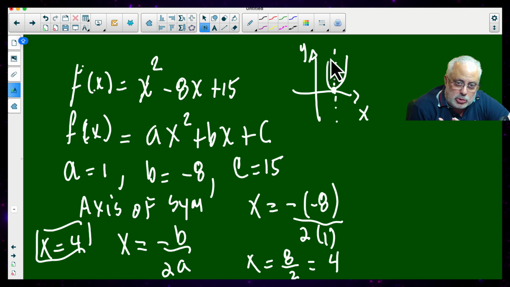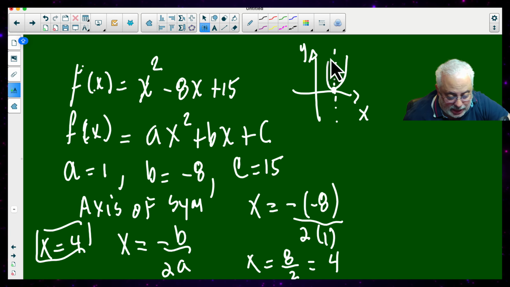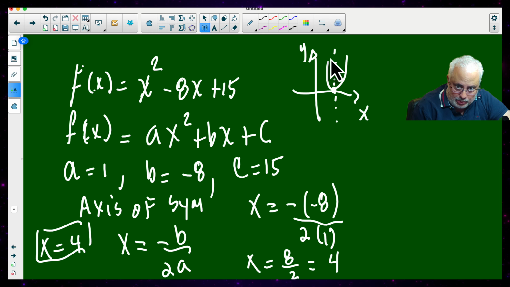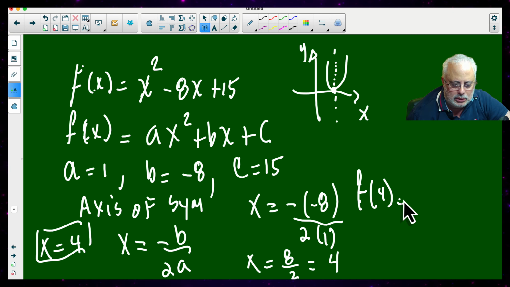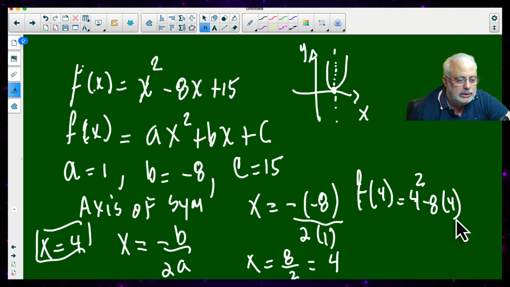So I already have the x value. And I said earlier that the minimum, the maximum, is a y value. So what I do now, I know the input. I know that the axis of symmetry intersects the parabola right there where the minimum is. So I need to evaluate the function for x equals 4. And that's what is next. So I evaluate the function f of 4, which is no more than replacing the x by 4. So we have 4 squared minus 8 times 4 plus 15.